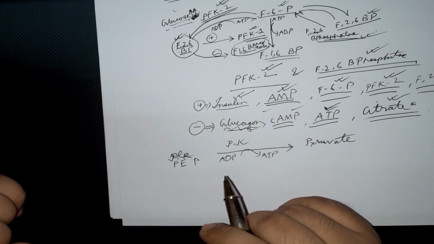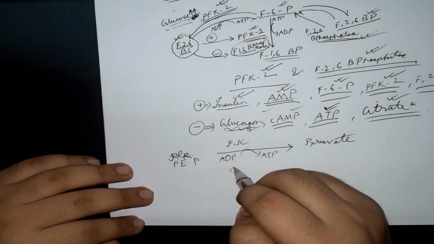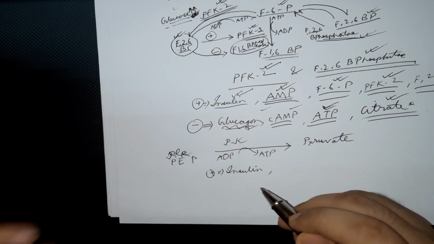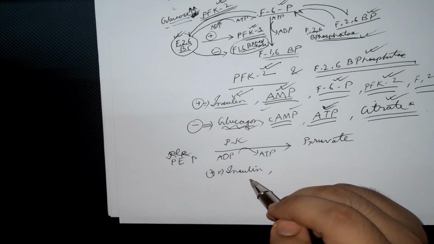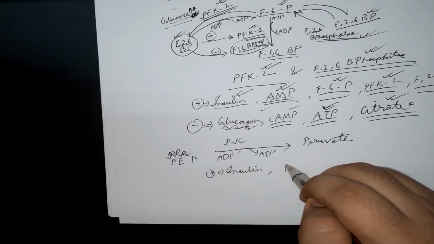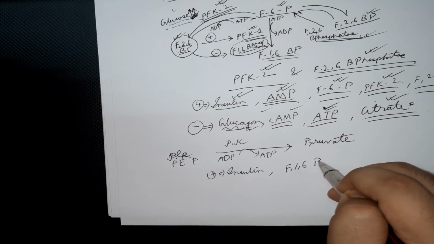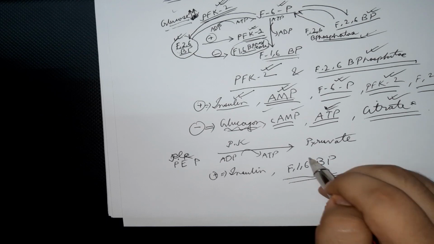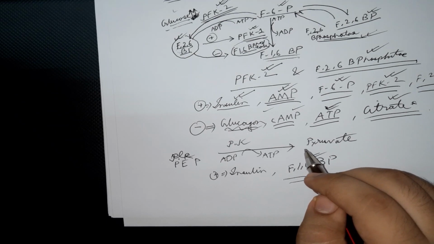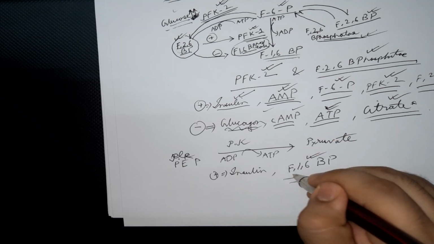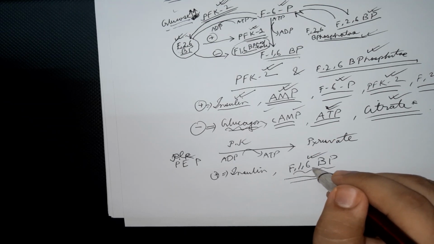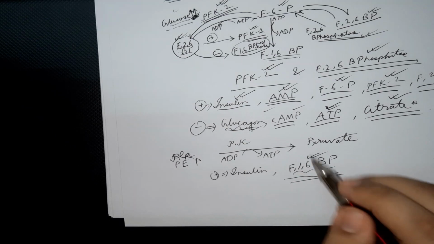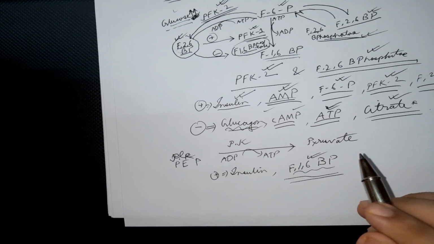So for this step, obviously again we have insulin as a positive effector. We have fructose 1,6-bisphosphate, very important, and very strange also. I don't know the reason for this. I'm yet to research it, so I apologize. But fructose 1,6-bisphosphate is considered an activator of pyruvate kinase.